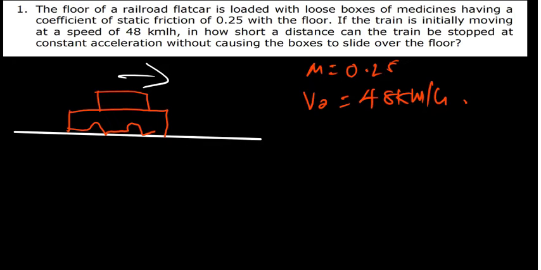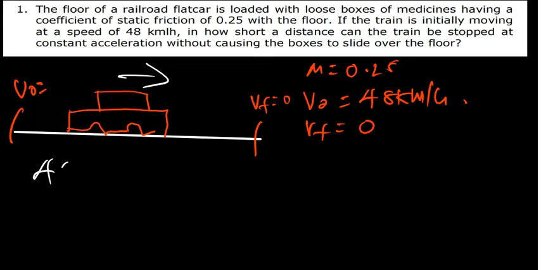Now from here, what else do we know? They're saying that the train is initially moving at this speed, so for it to stop, the final velocity is going to be 0 at that point. We assume that it started from this point all the way to this point, meaning that at the last point the final velocity is 0. The initial velocity we have been given. Now we have to convert this velocity into meters per second. To do that, we are going to use dimensional analysis.